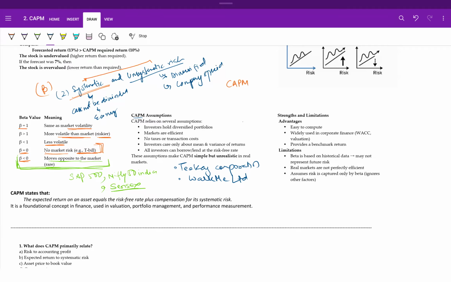Many negative beta lists change frequently and often include smaller, volatile, or distressed companies. So if the beta of a company is negative, they might be smaller, volatile, or distressed companies.